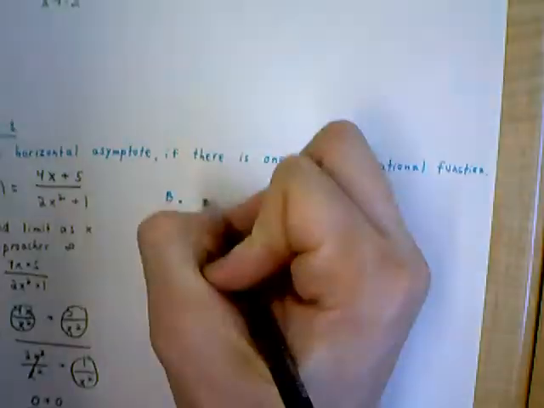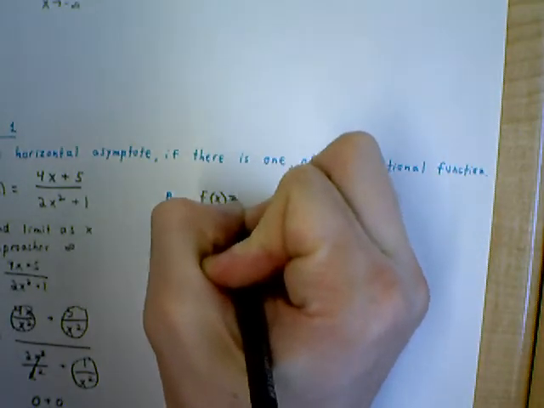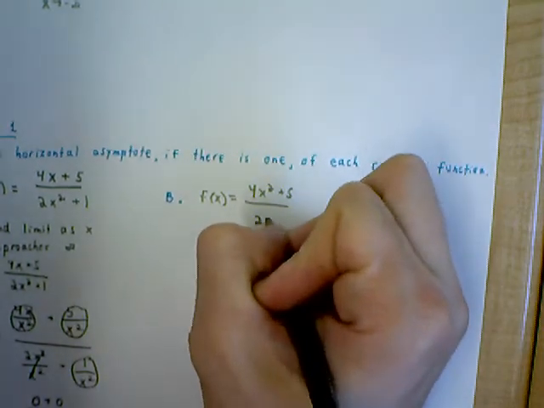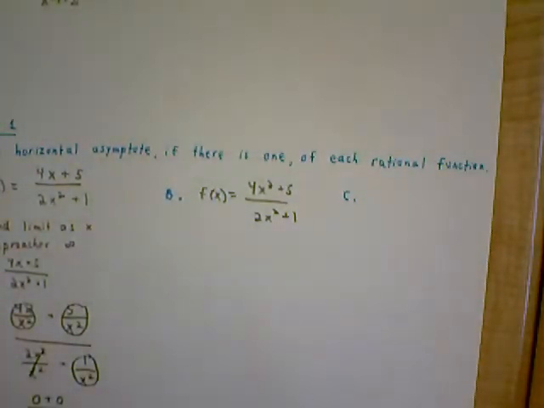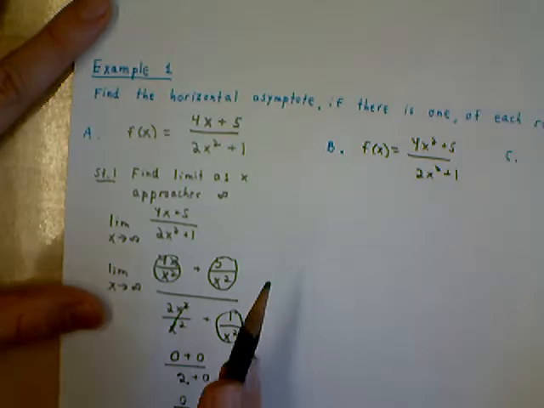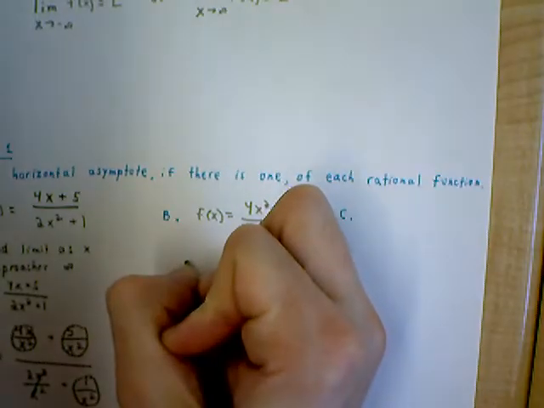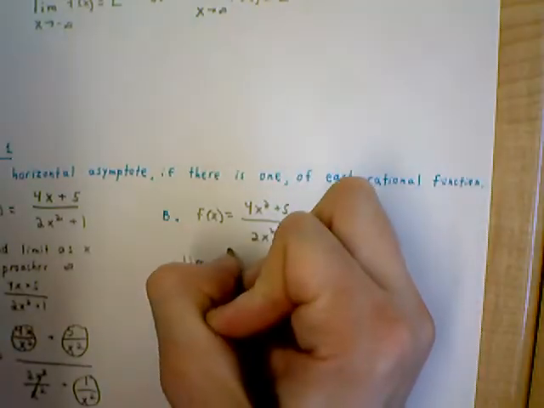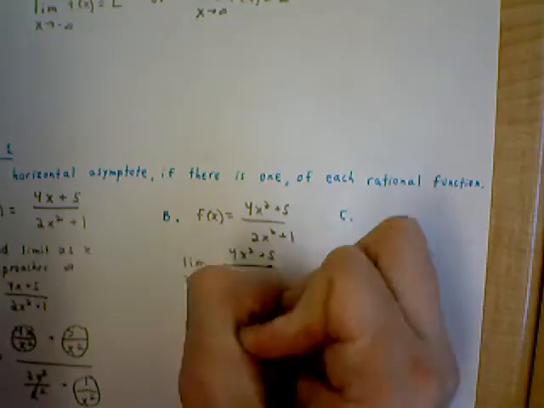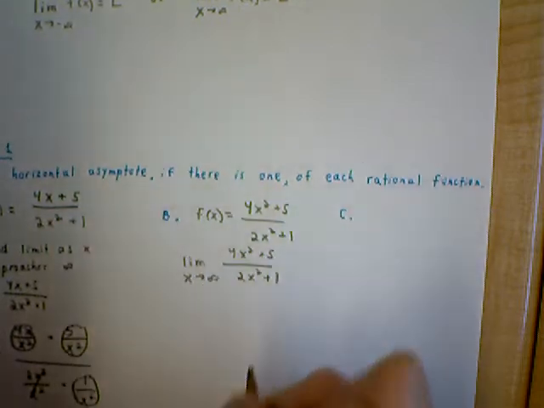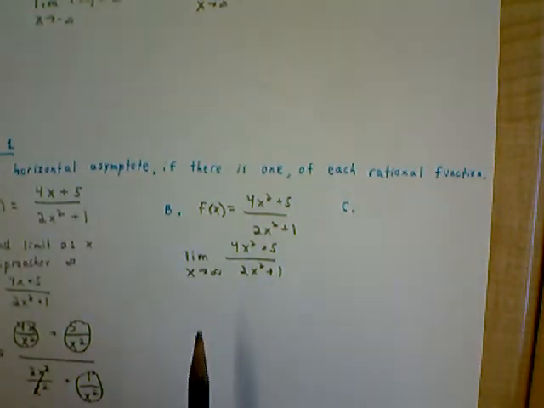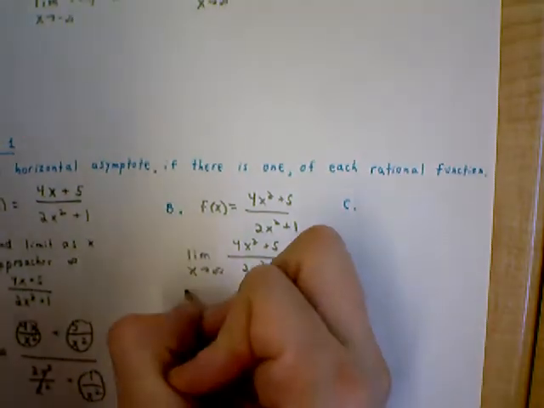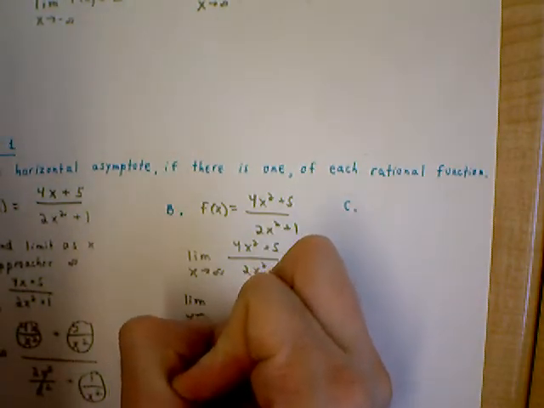I have f of x equals 4x squared plus 5 over 2x squared plus 1. Same concept, let's find the limit as x approaches infinity of 4x squared plus 5 over 2x squared plus 1. Now let's look for the highest degree, that's x squared. I'm going to divide all the terms by x squared.